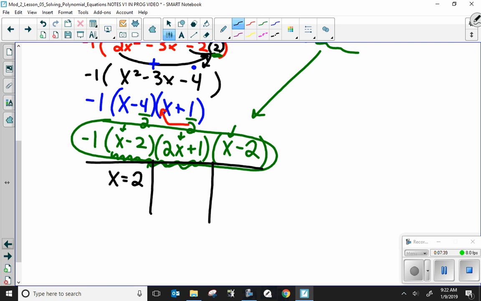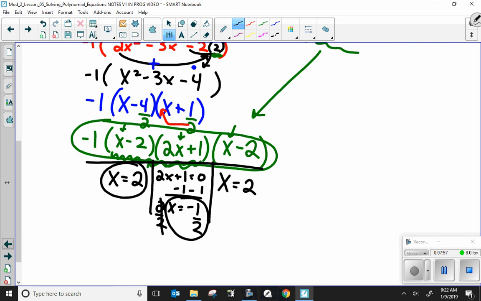X equals 2, okay? If I have 2x plus 1 equal to 0, I subtract 1, I get 2x equals -1, and then divide by 2. Okay, so there's my second answer. There's my first one. This next one is x equals a positive 2 as well. What do I do with this? There's no x to solve for. I don't got to worry about that at all. Okay, if I was factoring and they wanted it factored completely, I need that -1 there. But if I'm solving for answers, if I'm solving for x's, this has no x, so it doesn't matter.